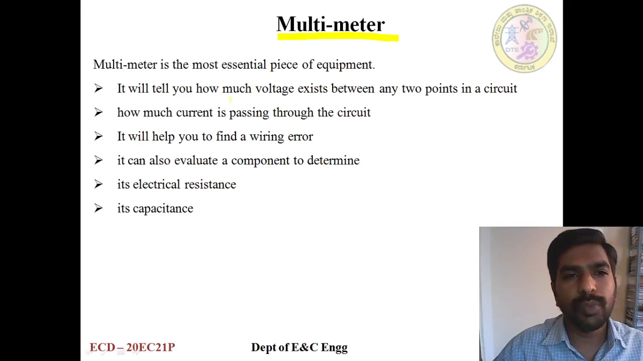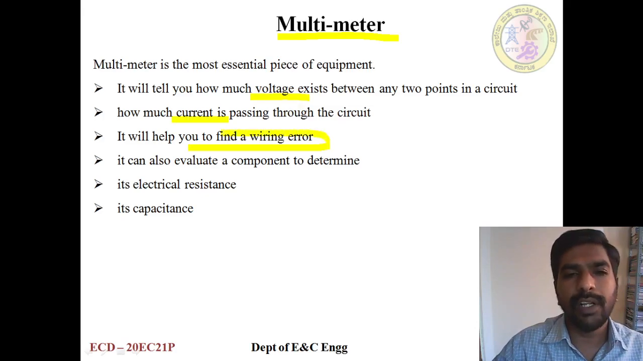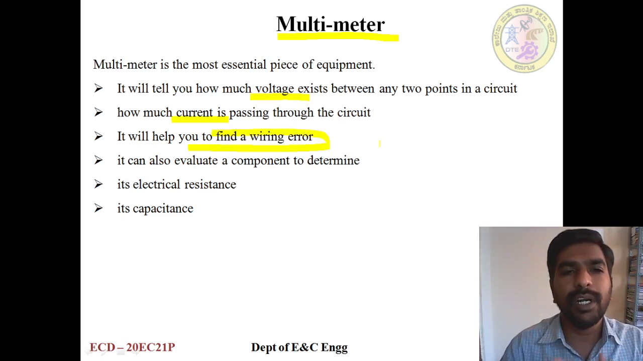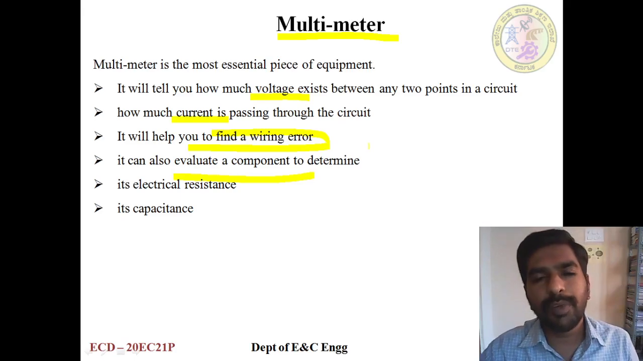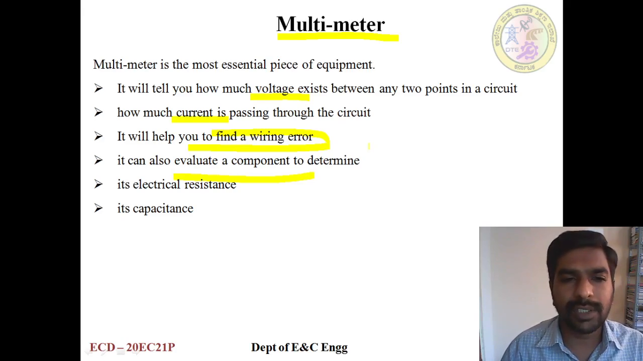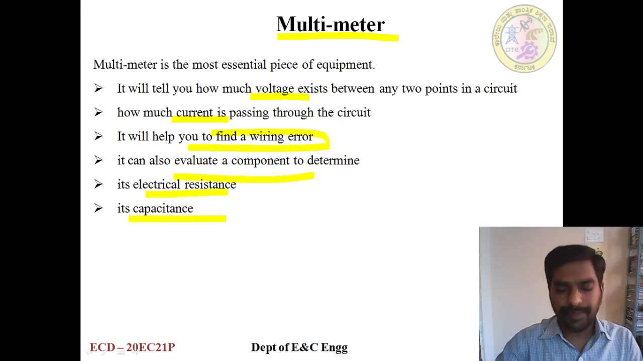See, a multimeter is used to measure voltage, current, and it also finds continuity errors. There may be some discontinuity in the connection from one point to another point. There may be wire damage. That continuity error can be found with the help of a multimeter, and we can also evaluate components. With the help of a multimeter, we will be able to find whether a diode or transistor is working or not. That can be detected, and that is a very interesting thing. And it is able to find the value of resistance and capacitance.